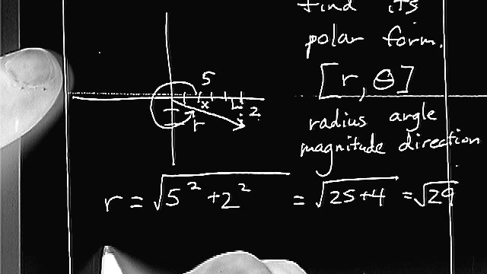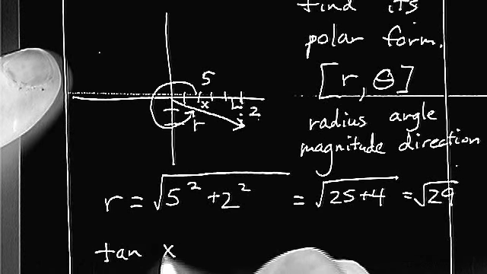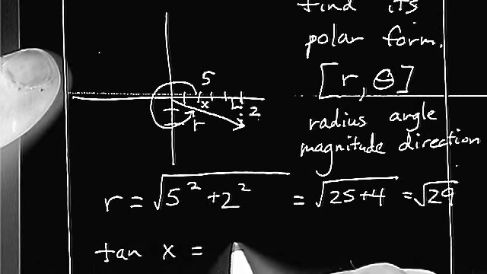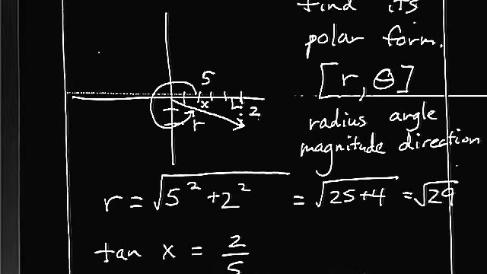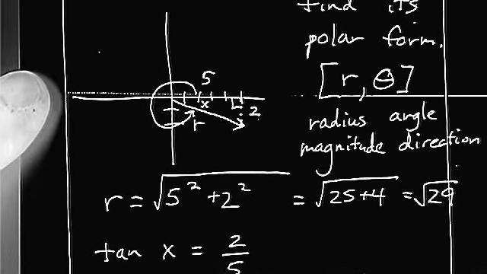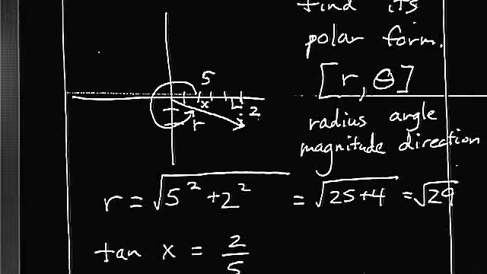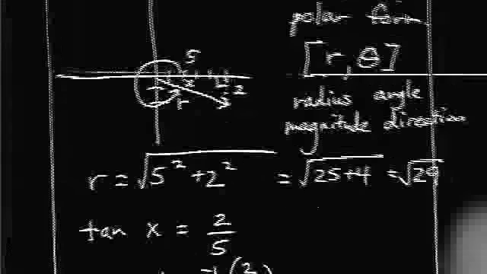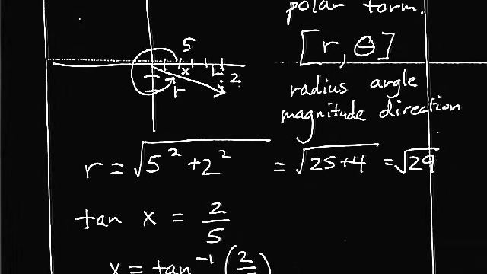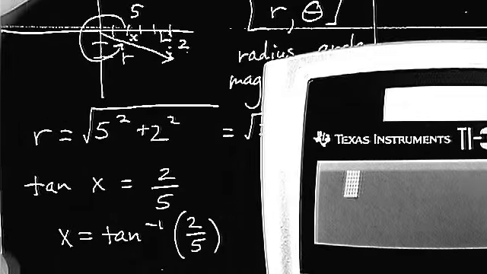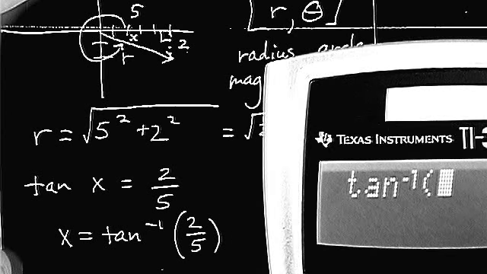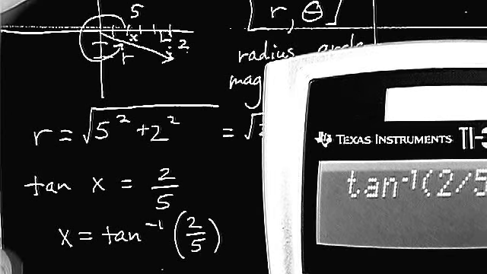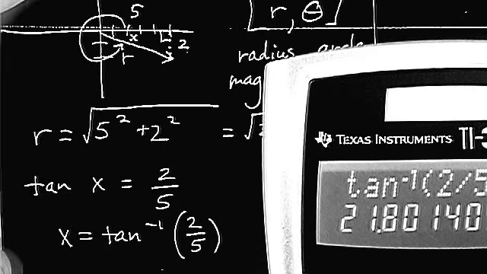Then, as we've done in class, the tangent of x is equal to 2 over 5. x would then be the inverse tangent of 2 over 5. I'm going to go grab my handy dandy machine right here. Inverse tangent of 2/5. We get 21.8 degrees.